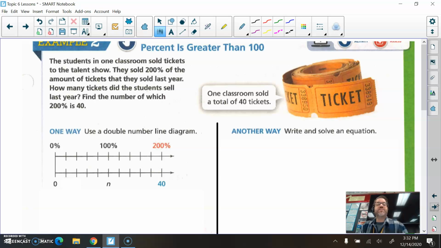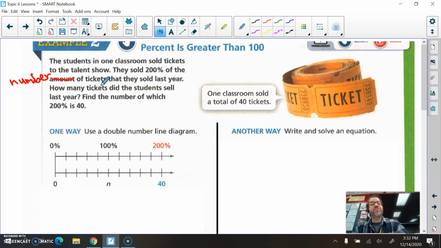The students in one classroom sold tickets to the talent show. They sold 200% of the amount of tickets. That's terrible grammar right there. That should be the number of tickets. Professional textbooks, professional questions, and they can't even get the grammar correct. I'm so sorry, everybody. All right. Anyway, they sold 200% of the number of tickets that they sold last year. That's larger than 100%, which means they actually sold more this year than they sold last year. How many tickets did the students sell last year? Find the number of which 200% is 40.